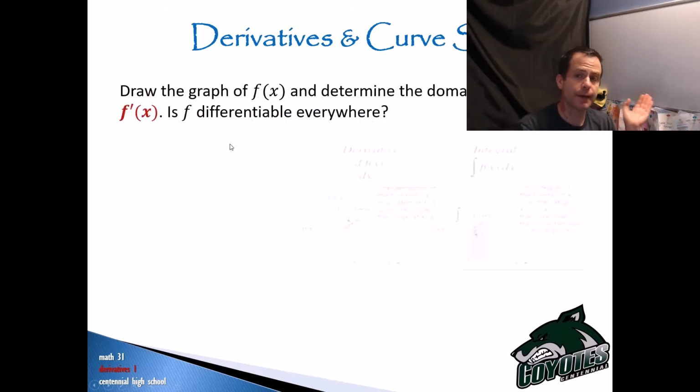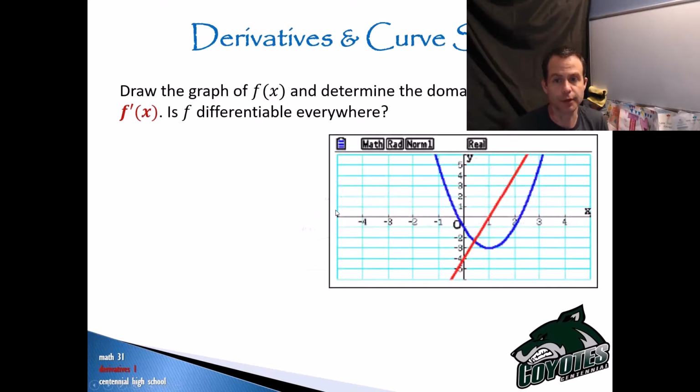Draw the graph of f of x and determine the domain for f of x and for the derivative of f of x. Is f differentiable everywhere? Okay, so we're going to draw these two functions. So my original function, which was the x squared function, is my blue guy. Okay, and then my derivative is the red guy.